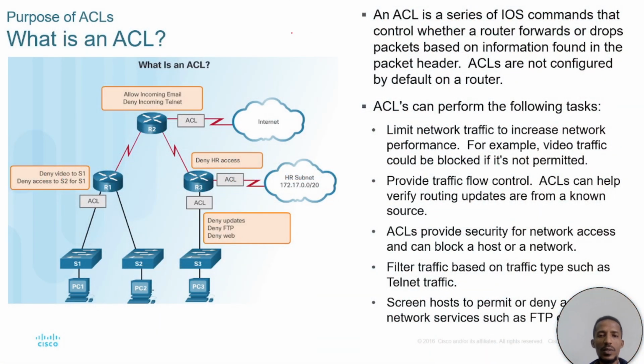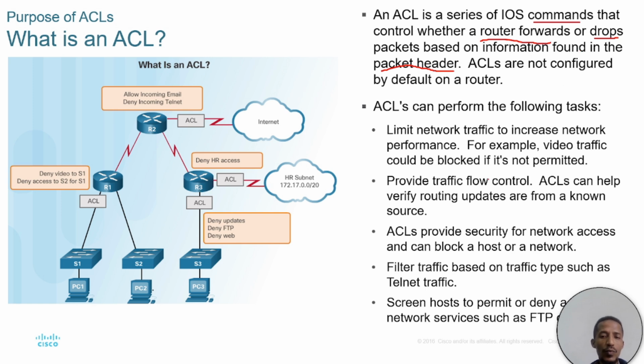So what is an access control list? An access control list is a series of commands that controls whether the router forwards or drops packets based on the information found in the packet header. We'll inspect the packet header, and after inspecting it, we will either forward it or drop it based on these access control list commands. They are not configured by default.